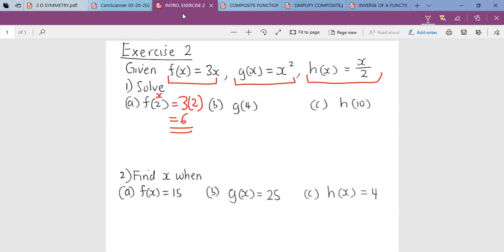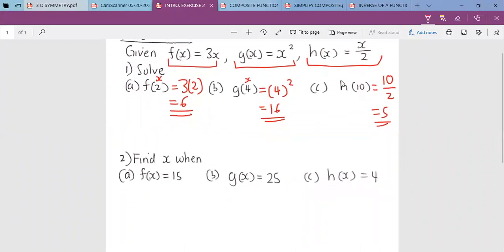B, g of 4. So I go to the place of x and I replace it with 4. So I get 4 squared, and that is 16. C, I go to the place of h. Where the function has x there, I keep 10. So that means I will have 10 over 2, and my answer would be 5.